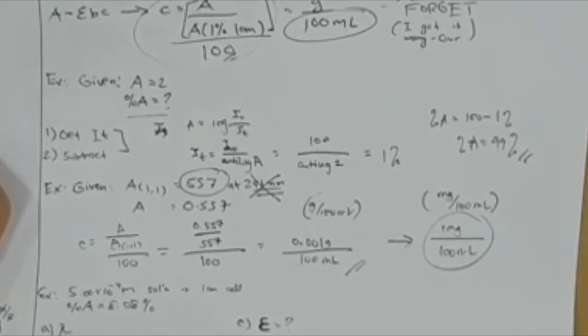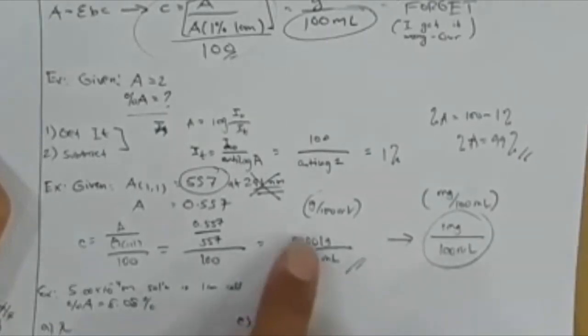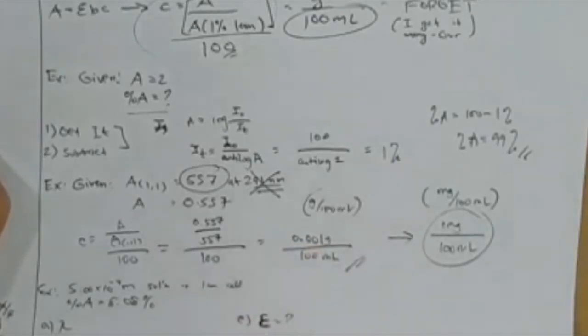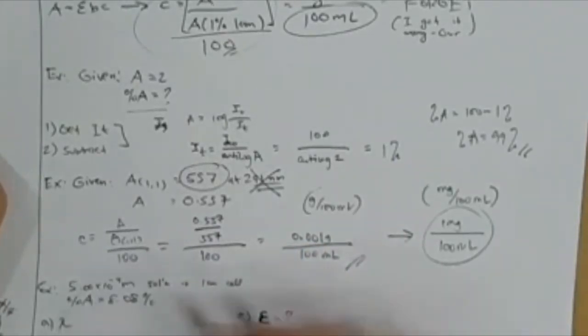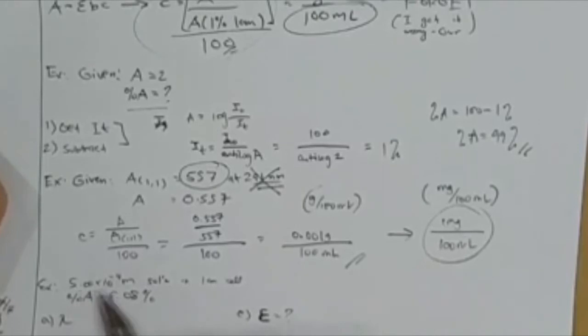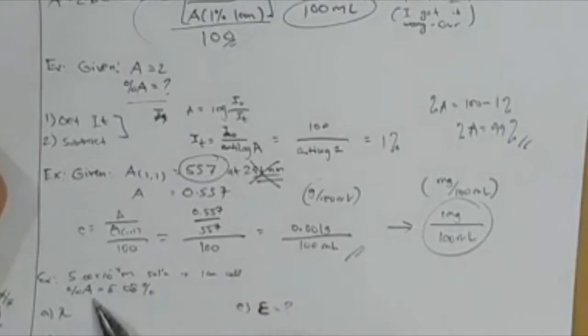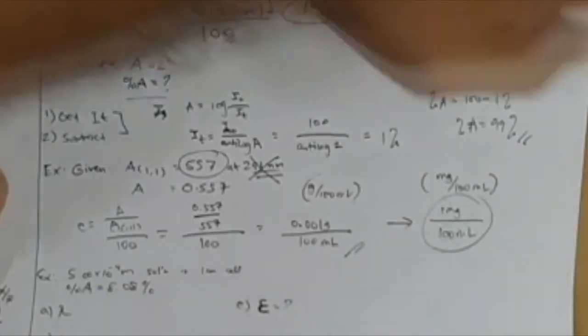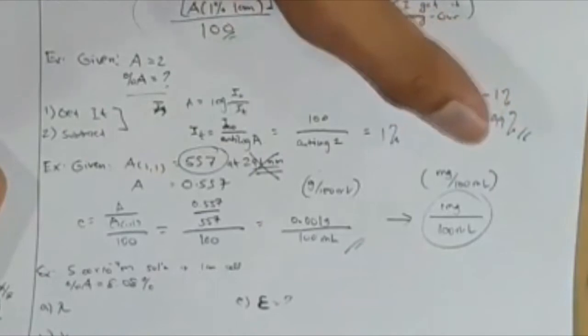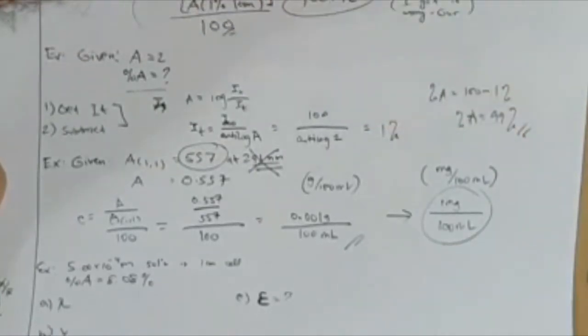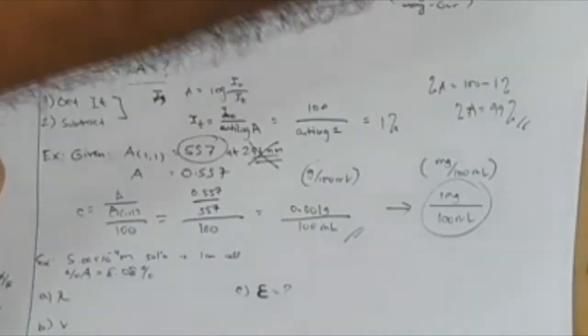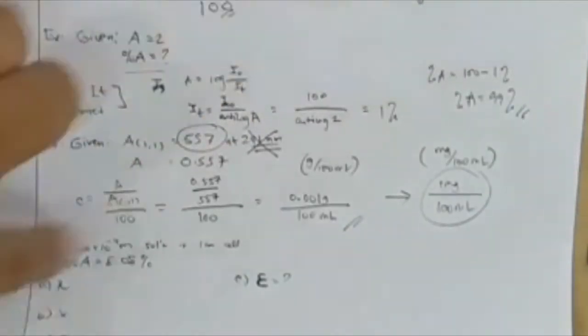So when you're asked to get the percent weight per volume, it's the same thing. You just write 0.001%. And for our last sample problem, we are given the concentration of a solution in a 1 centimeter cell and a percent absorbance of 8.08%. The whole problem is: at 200 nanometers, a 5 times 10 to the negative 14 molar solution of a compound was measured in a 1 centimeter cell. It absorbed at 8.08%, and you have to calculate number 1, the wavelength.